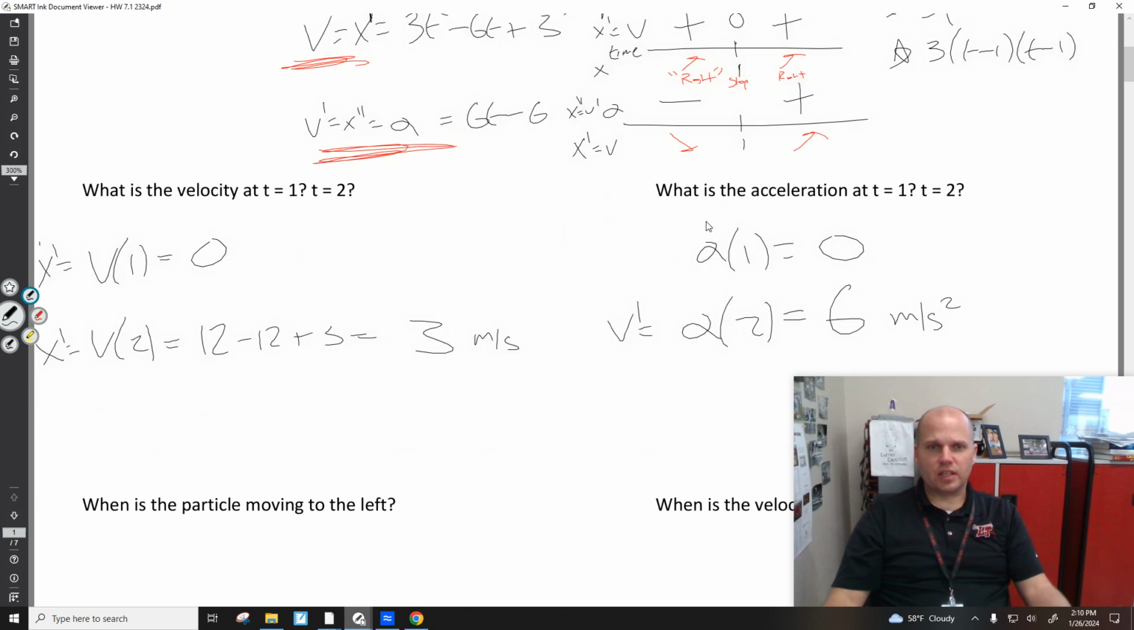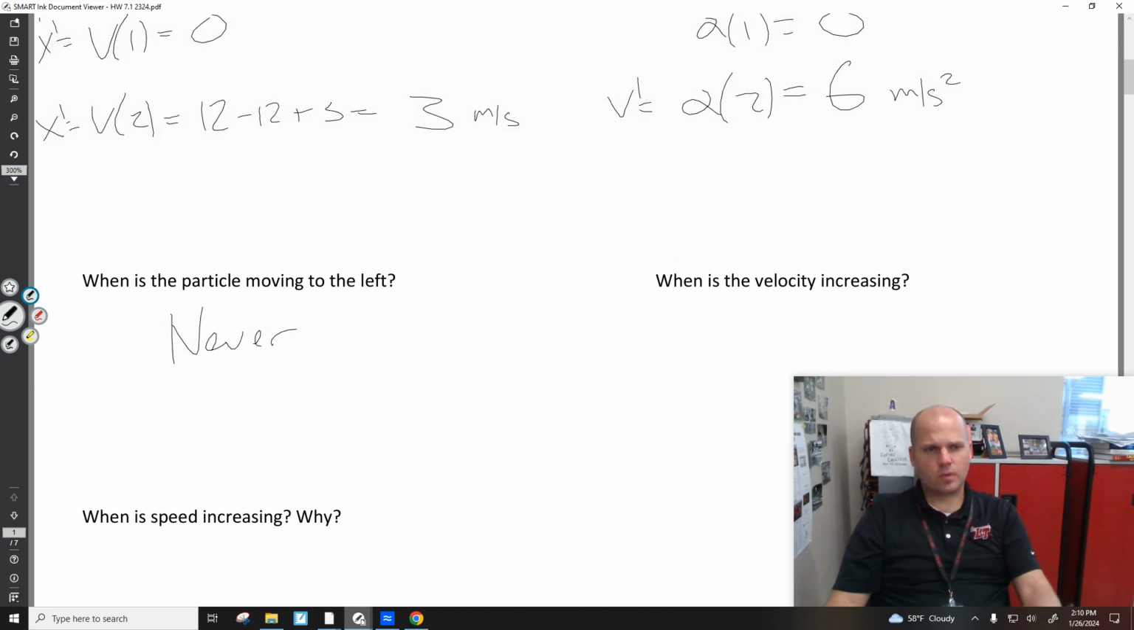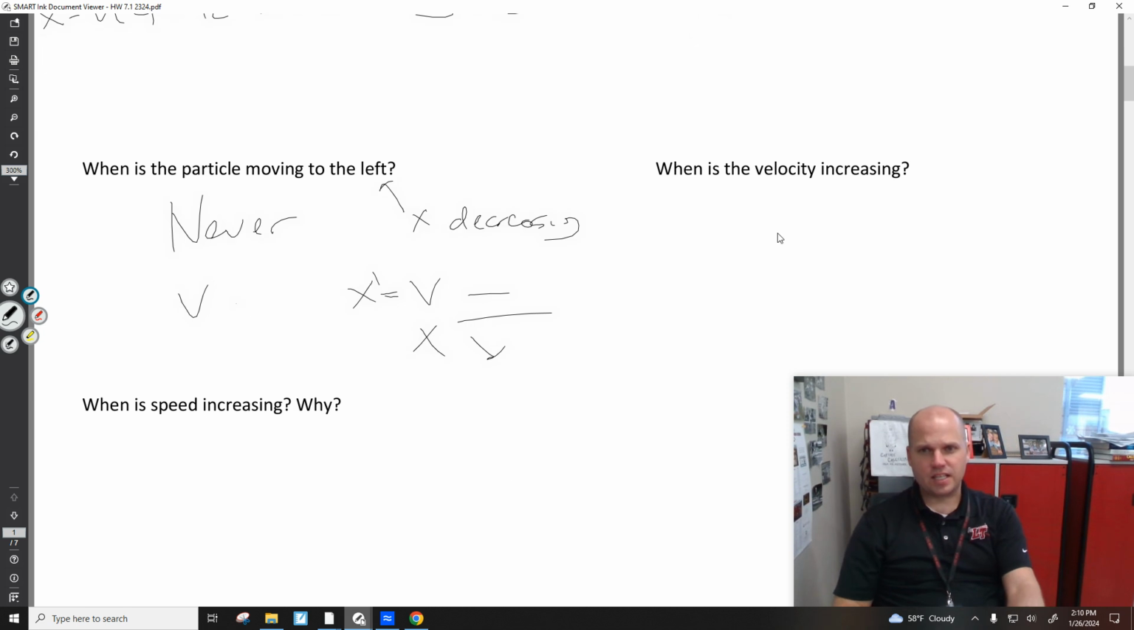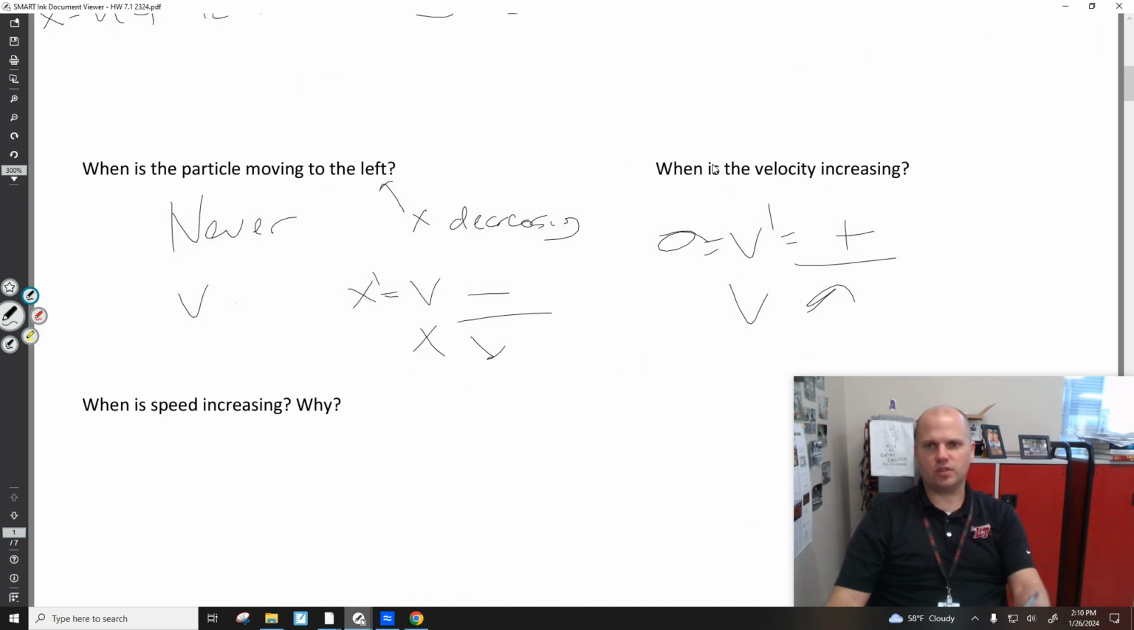When is the particle moving to the left? Never. The velocity is positive or 0. It's moving to the left when the position is decreasing. The position is decreasing when the velocity is negative. You're just going to get this in your head because when a derivative is negative, something is decreasing. When my derivative is negative, my position is decreasing. When is the velocity increasing? The velocity is increasing when its derivative is positive. The derivative of velocity is acceleration. We found when the acceleration is positive, it's for t greater than 1.